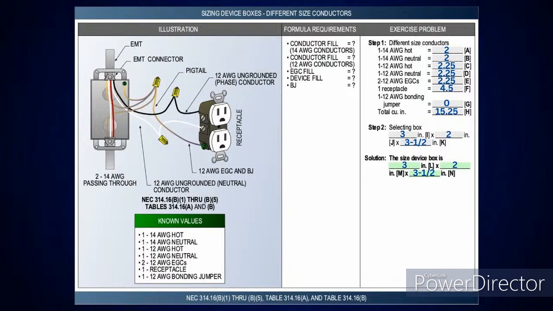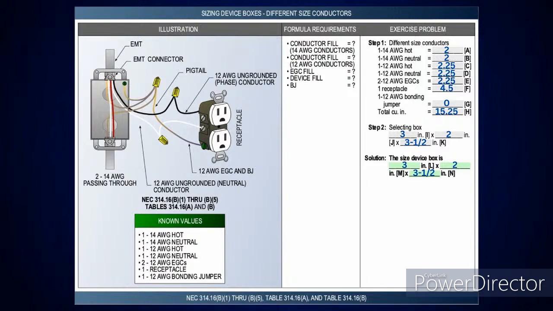which is 2.25. Then you take the receptacle, the number 12 is connected to it. So I'll take the 2.25 times 2, and that's going to give me 4.5. I get a 0 for the bonding jumper. Add all that together, gives you 15.25 cubic inches. I'll go over, look at table 314.16(A), come down the third column in the cubic inch, find the cubic inch that's above the 15.25, and that's going to tell you for the device box, you need a 3-inch by 2-inch by 3.5 inch.